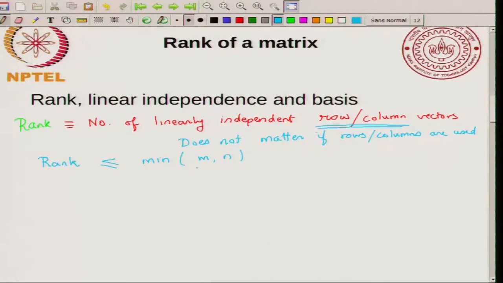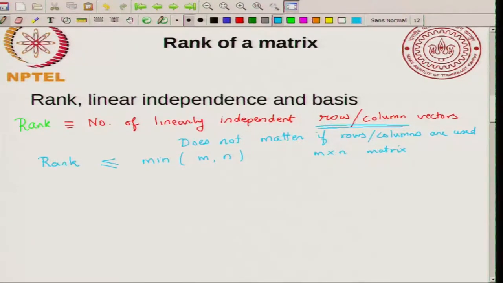Similarly, if you have fewer columns than rows, then the rank must be lower than or equal to the number of columns. So rank has to be less than or equal to the number of rows, and less than or equal to the number of columns. And so we can write this as saying that the rank is less than or equal to the minimum of the number of rows and the number of columns. And remember, you have an m by n matrix.